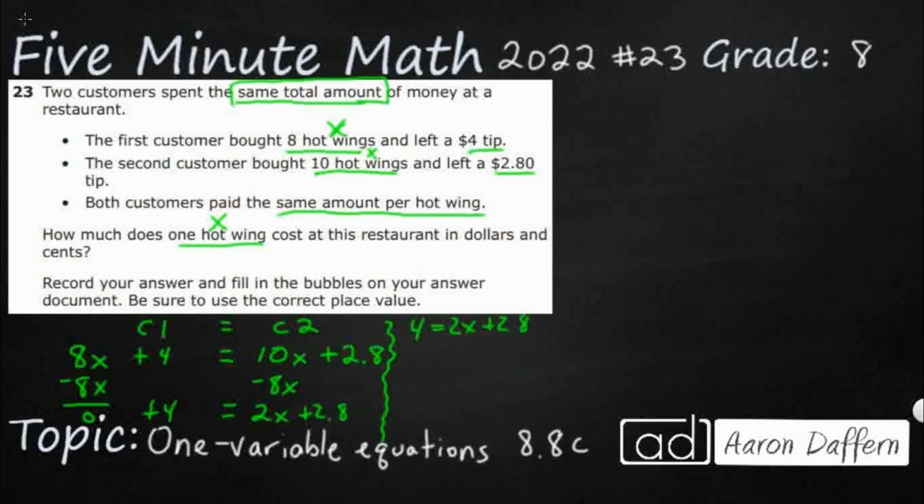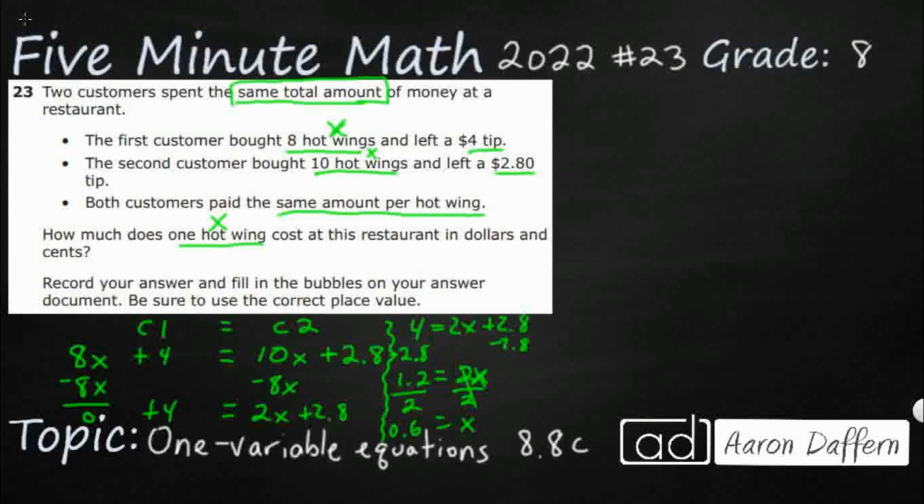Now I need to get rid of that 2.8, so I'm going to subtract 2.8 from both sides. And so that is going to leave me with 1.2 equals 2x. Now I need to get rid of that 2, so let's cut that in half. All right, so I'm going to end up with x equals 1.2, or think of 12 with a decimal, so it's 0.6.